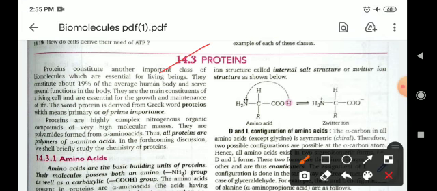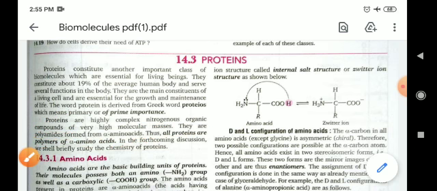So what are proteins? Proteins are highly complex nitrogenous organic compounds of very high molecular masses. They are polyamides formed from alpha amino acids. Thus, all proteins are polymers of alpha amino acids, meaning proteins are formed by the combination of amino acids. The constituent unit of the protein is the amino acid.